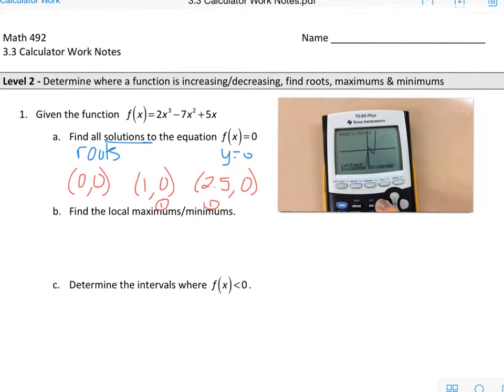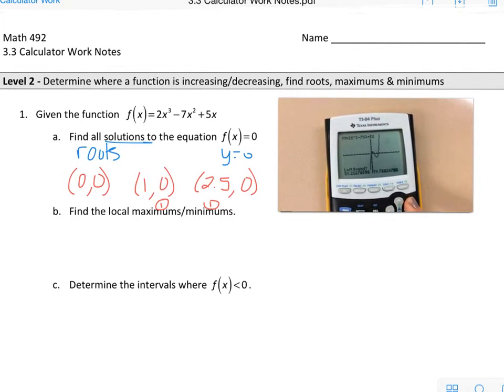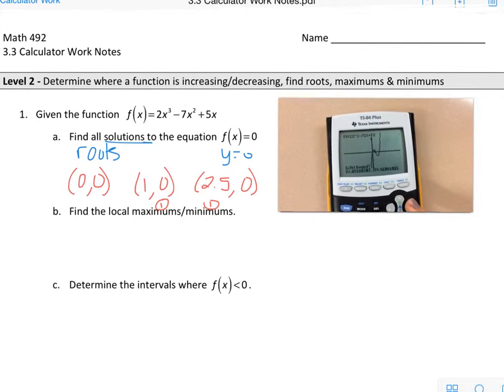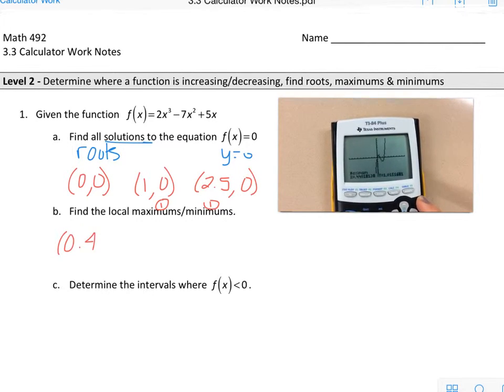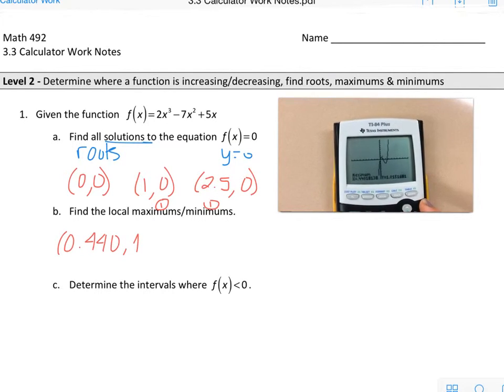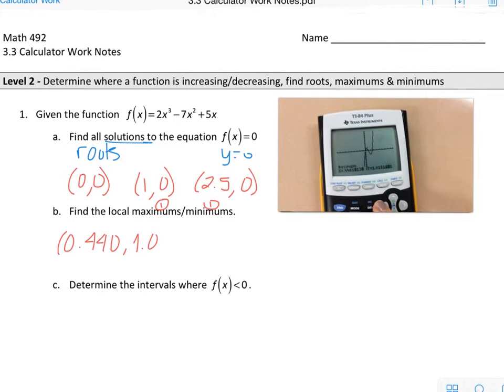And we're going to go to the left of the hill, press enter, to the right of the hill, anywhere on the right, and press enter, and then up to the highest most point on the hill, and we get 0.440, 1.02, excuse me.